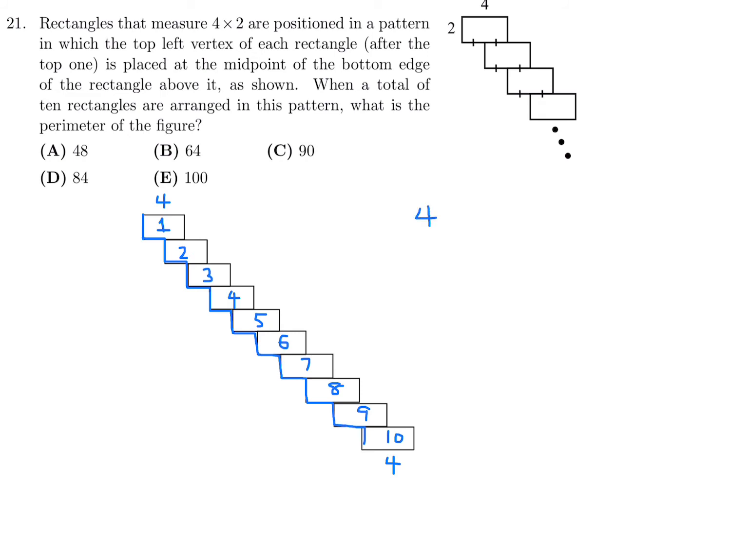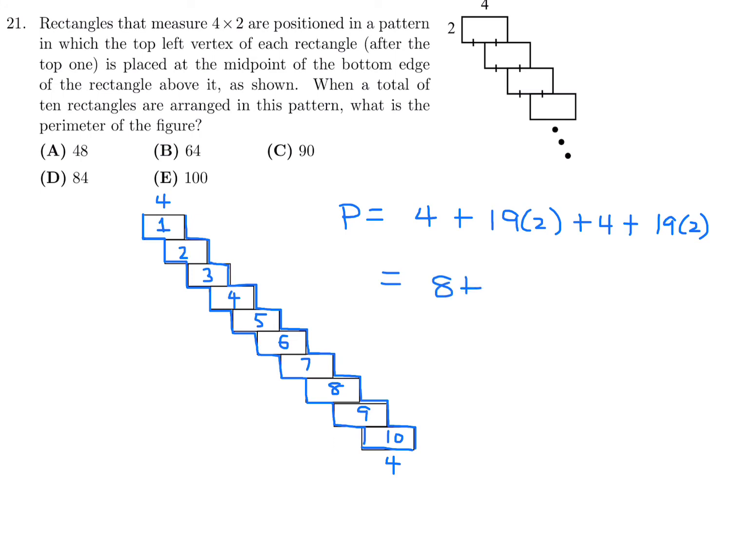So we've got the perimeter so far looks like 4 plus 19 of those 2's plus the 4 at the bottom. And now let's count the other side. 1, 2, 3, 4, 5, 6, 7, 8, 9, 10, 11, 12, 13, 14, 15, 16, 17, 18, 19. Which is what I thought. So this looks like 8 plus 38 plus 38, and therefore that is 84. So number 21, the answer is D.